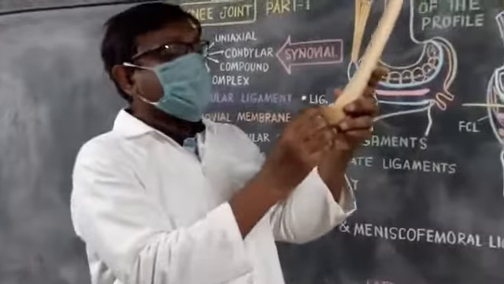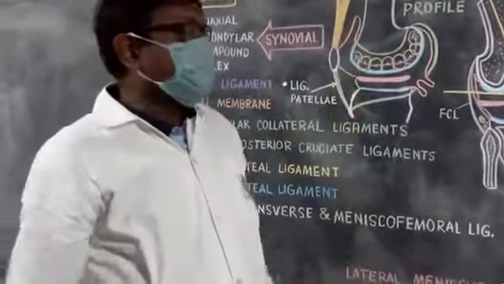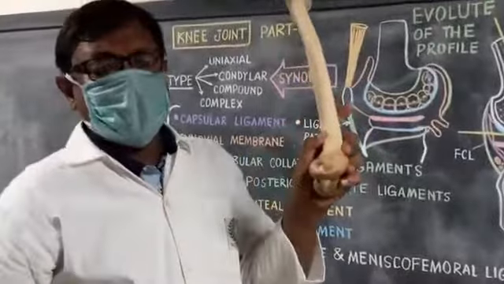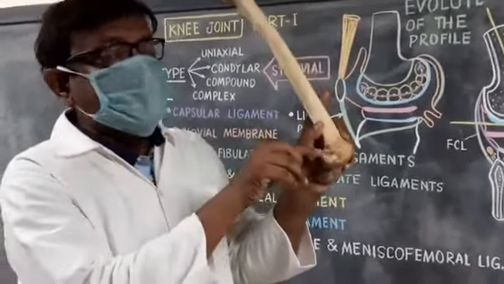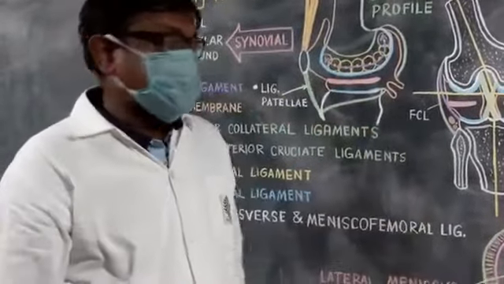Below the lateral epicondyle there is a groove. Anterior part of the groove gives attachment to the popliteus muscle, and behind the attachment of the popliteus, the rest of the groove accommodates the tendon of the popliteus during full flexion.